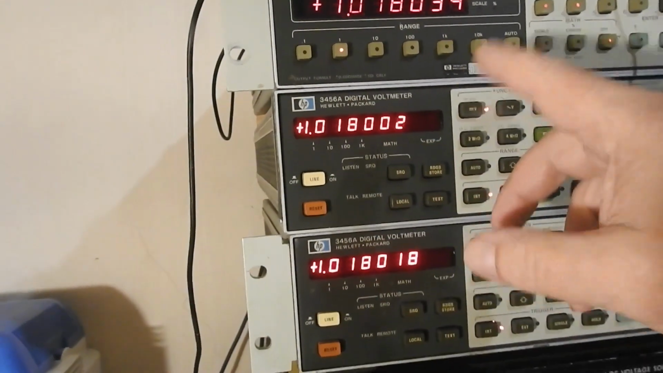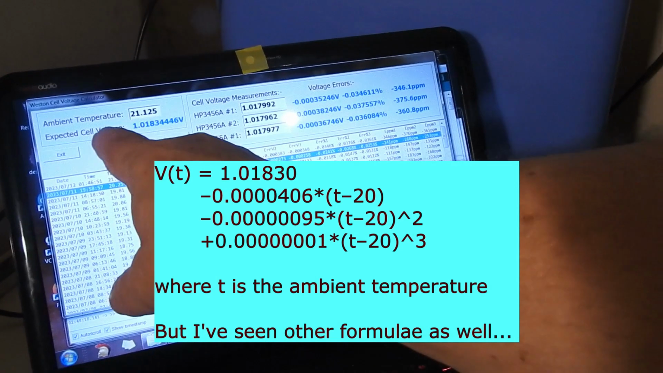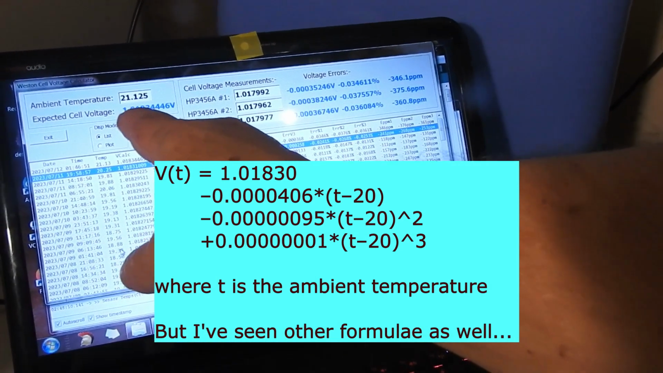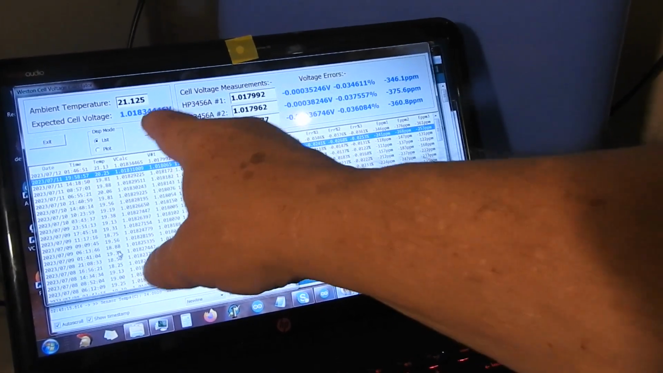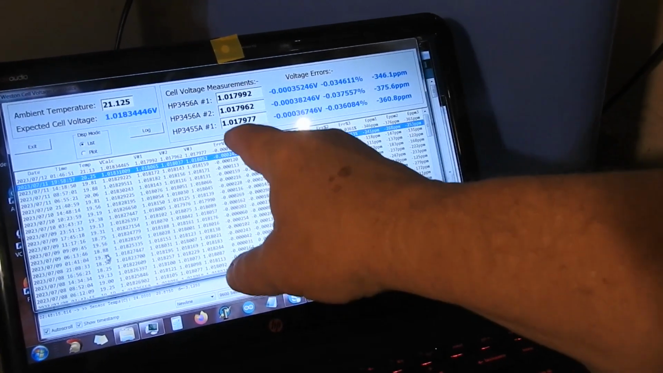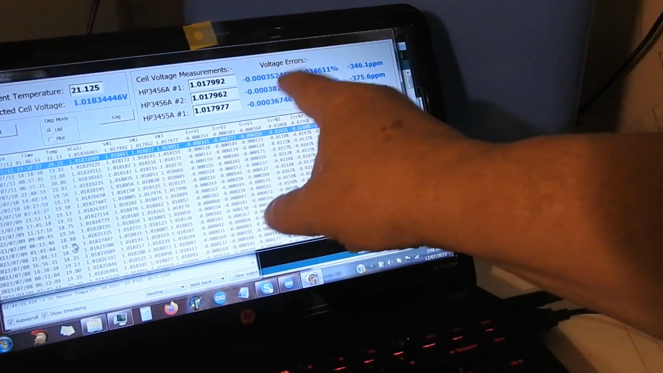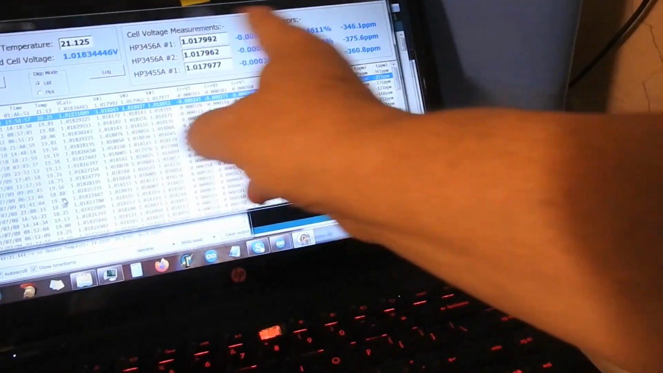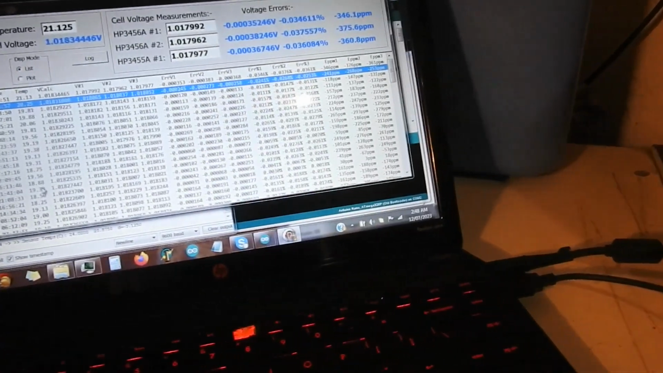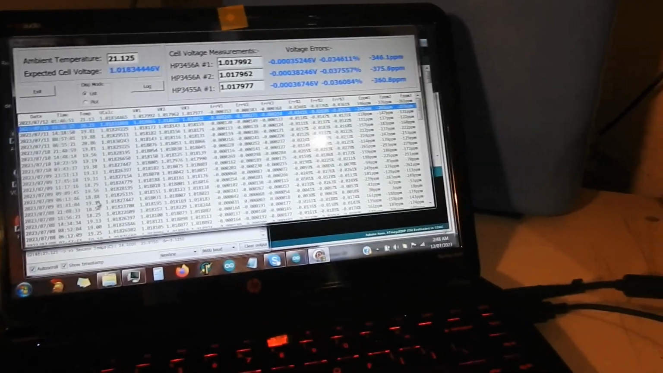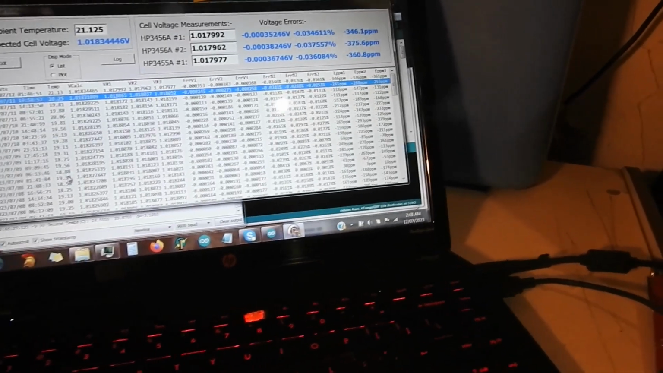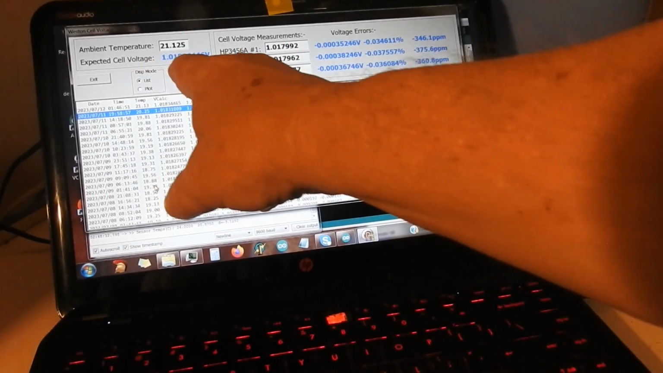And there is a formula where if you plug in the temperature, it'll come up with an expected cell voltage, and then I'm comparing that with the voltages that I'm measuring and coming up with these errors. I've got to check that formula. That's a bit high maybe, but I'll try and graph this stuff. But yeah, it's just for fun. It's not really a reference anymore, but it's good that it does a 1.018 at least.